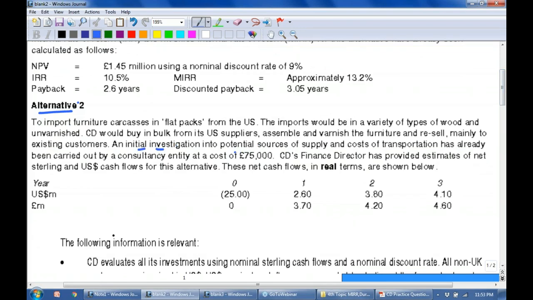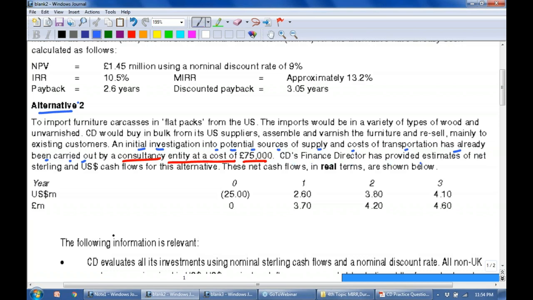Initial investigation into potential sources, suppliers, cost, transportation has already been carried out by the consultant, 75,000. This is the cost already incurred, and we will consider it as a sunk cost. We will not consider this cost in the investment appraisal. Sunk cost.